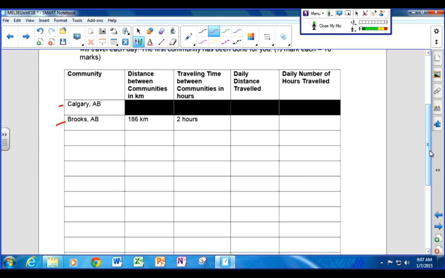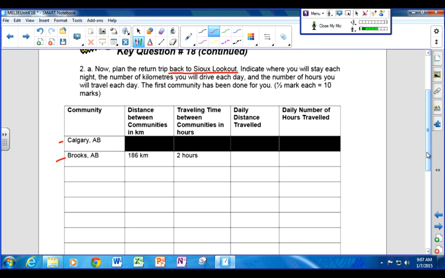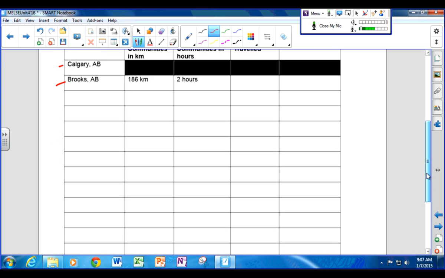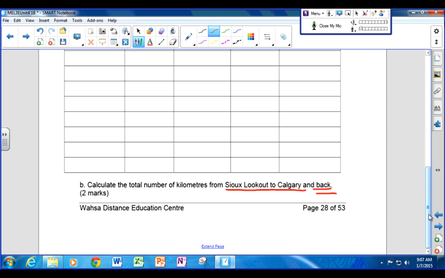So we have Calgary, Brooks, and you can fill in a couple of other places. Now, they also want you to have one overnight stay. So do keep that in mind. At least one overnight stay. You could have two if you want, no problem there. And then they want you to calculate the total number of kilometers. Make sure you do that because you're going to need that piece of information later on. It's kind of jammed at the bottom of the page here.